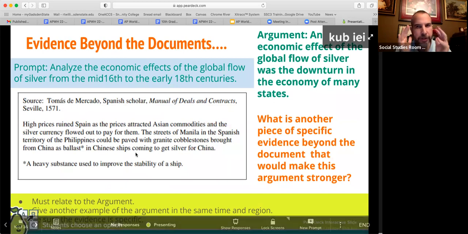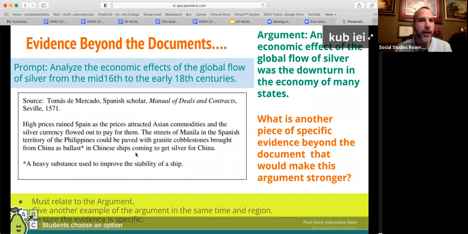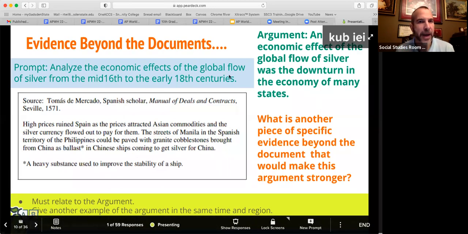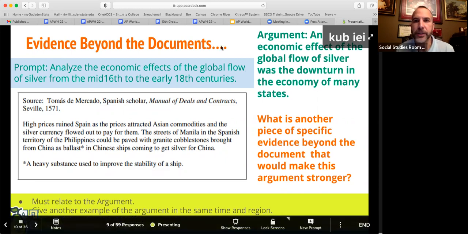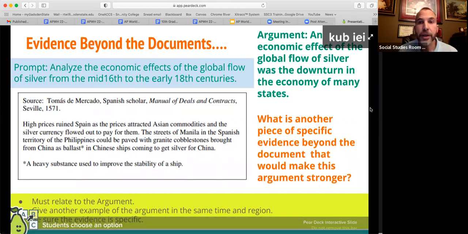So again, we're thinking about evidence beyond the documents, how to get that particular point. We're looking back at that prompt about the flow of silver from the mid 16th to early 18th century. So this would be an example of one of the documents you would have. Okay, so again, it prompts you, but you don't want to discuss what's already in a document. You're not going to earn the point then, clearly. So consider what the argument is here that we're looking at. This economic effect of the global flow of silver is the downturn in the economy of many states. That's what we're arguing.